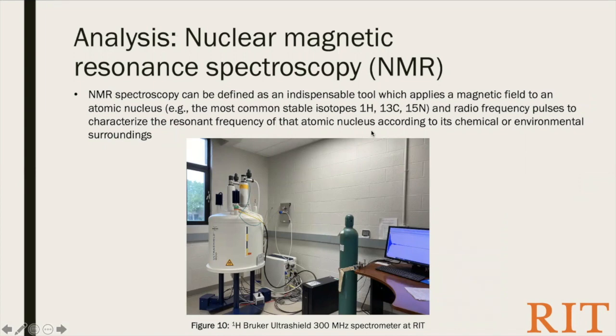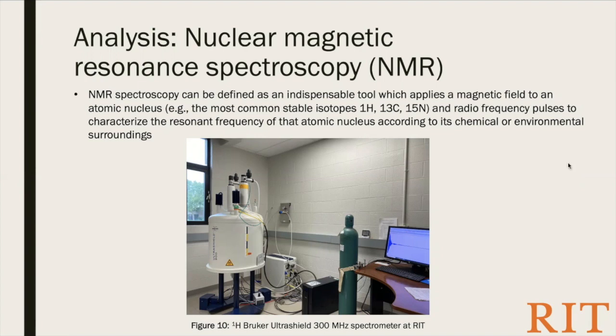Since we're doing the 1 hydrogen isotope, it tells you all of the hydrogens that it finds based on the resonance frequency pulses. It tells you all the hydrogens within your product, and it also will tell you the environmental surroundings of your hydrogen, so that in that way you will know which hydrogen is where and which hydrogen is what when you see it on the NMR.